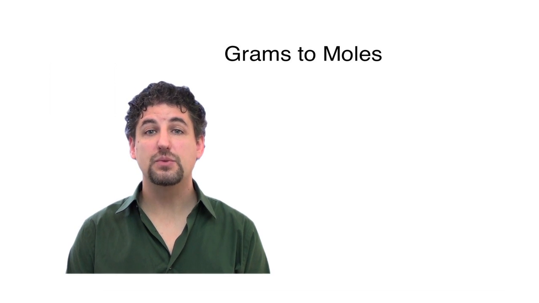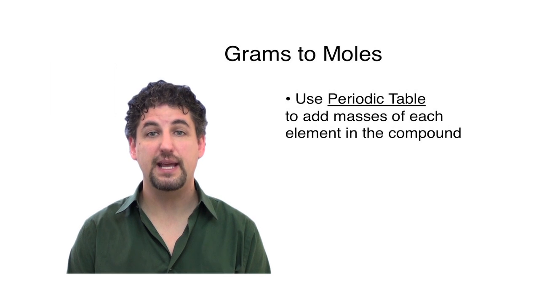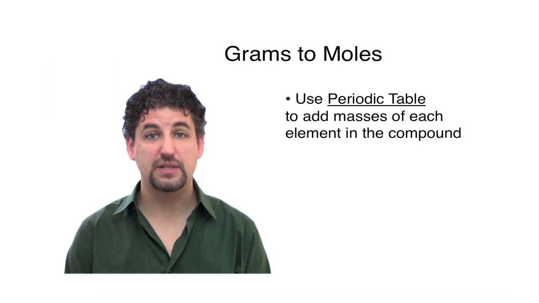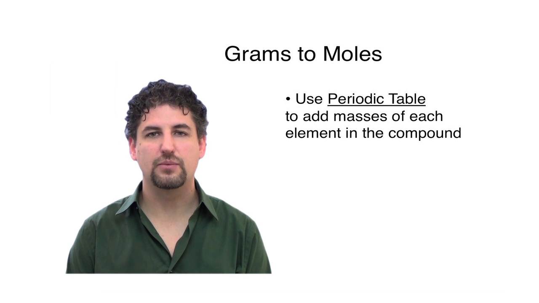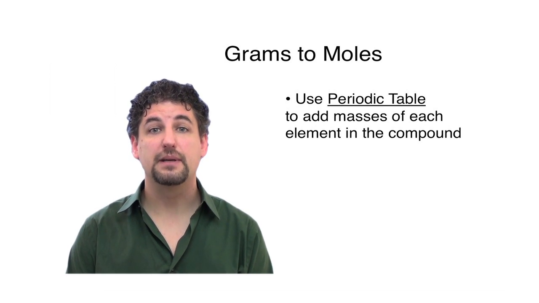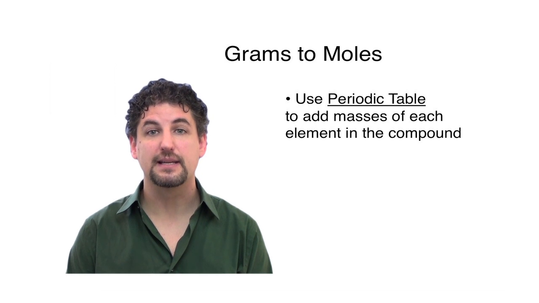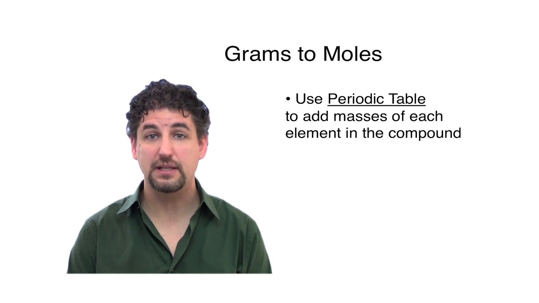All right, so because we involve grams, you need a periodic table. If you don't have one handy, find one from the back of your textbook. It's usually on the inside cover, or you can easily download a periodic table from the web. Make sure you have one handy because you need to add the masses of the elements in the substance that you're dealing with.